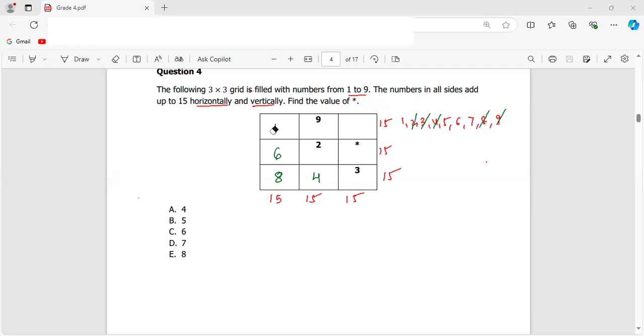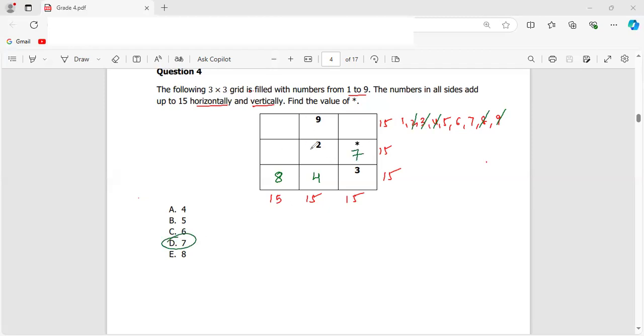Or else, even if you try, you can't place a 7 here. Similarly, you can't place a 7 here because 9 plus 7 is 16, and you need a 15. So you can't place 7 here. The only place that you can place a 7 is here. Okay, so this is 7. So my answer is 7.